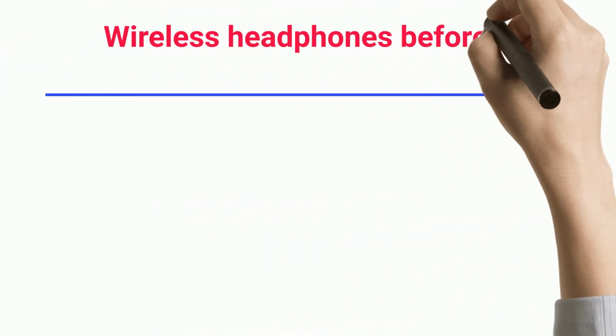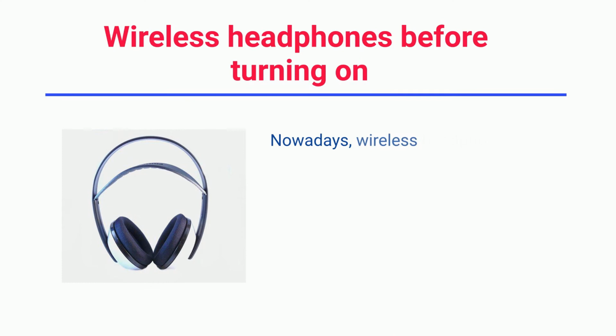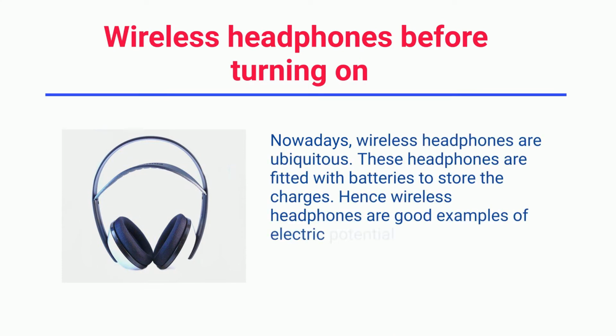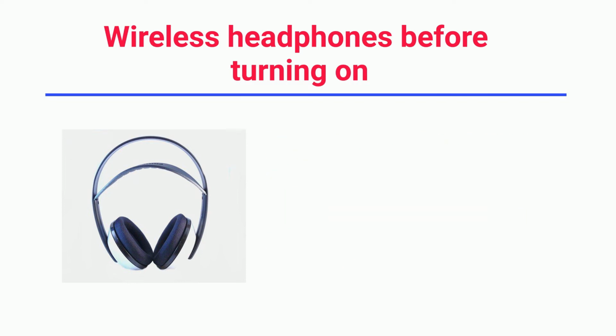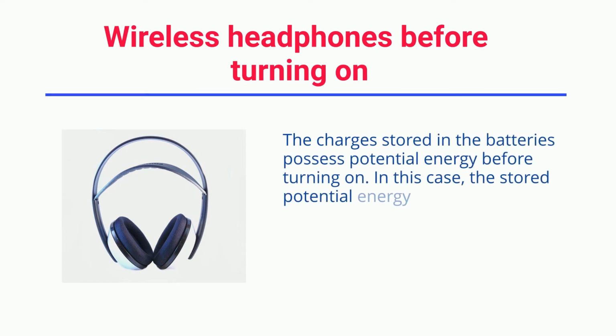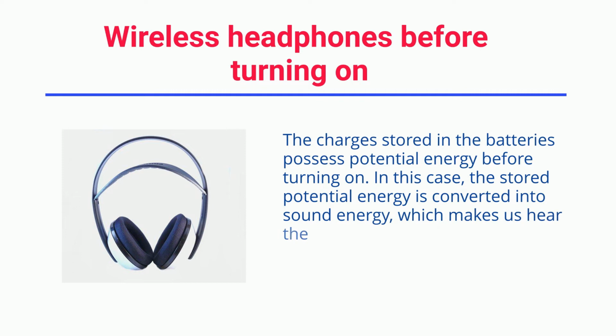Wireless headphones before turning on. Nowadays, wireless headphones are ubiquitous. These headphones are fitted with batteries to store the charges. Hence, wireless headphones are good examples of electric potential energy before turning it on. The charges stored in the batteries possess potential energy before turning on. In this case, the stored potential energy is converted into sound energy, which makes us hear the music in our ears with these headphones.